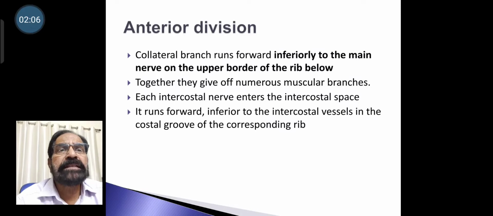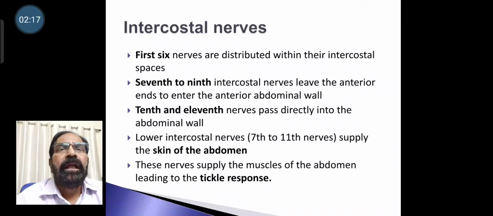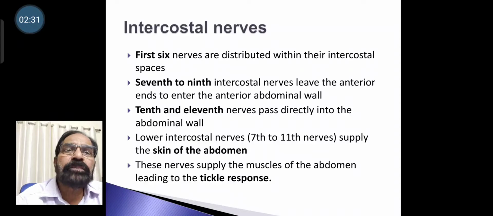Each intercostal nerve enters the intercostal space. It runs forwards inferior to the intercostal vessels in the costal groove of the corresponding rib. The first 6 nerves are distributed within their intercostal spaces. The 7th to 9th intercostal nerves leave the anterior ends to enter the anterior abdominal wall. The 10th and 11th nerves pass directly into the abdominal wall. The lower intercostal nerves, that is 7 to 11, supply the skin of the abdomen. These nerves supply the muscles of the abdomen, leading to the tickling response.